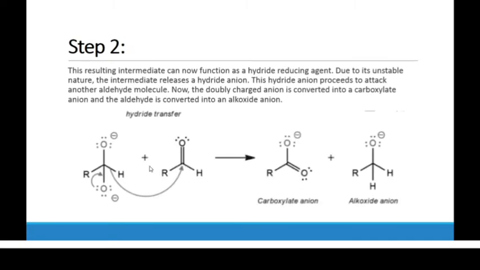In the second step, this dianion reacts with the second aldehyde. This hydride transfer: this hydrogen attacks this carbon and this oxygen takes back the double bond, and then we have a carboxylate anion and an alkoxide anion. How does this hydrogen attack the second aldehyde? Then we have the alkoxide ion, and this one will become the carboxylate anion.